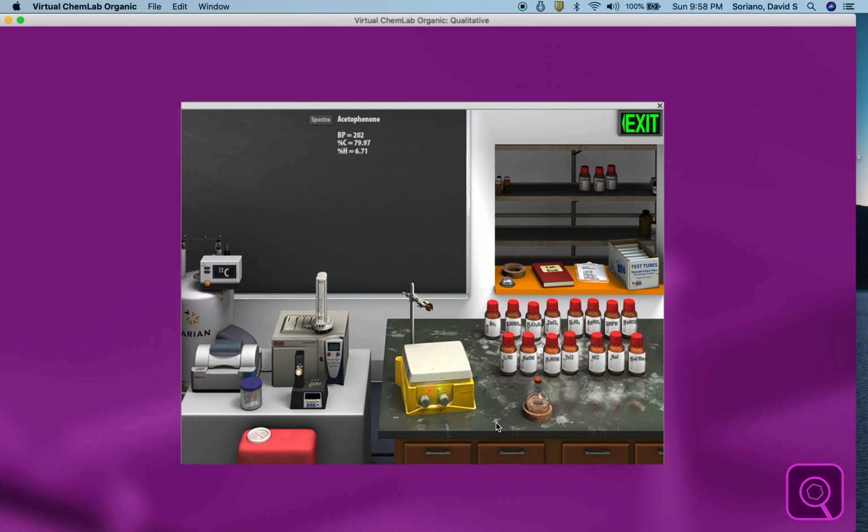You can work the two together. Up on the blackboard, they give you the acetophenone boiling point and the percent carbon, percent hydrogen. It's a liquid, so we can't do a melting point. And what we'll do now is left-click on the acetophenone, and you'll have a test tube. Look up at the blackboard. You can see it zoomed in.